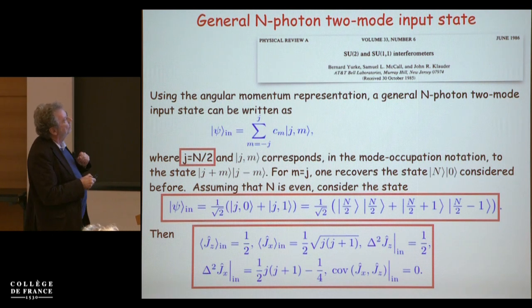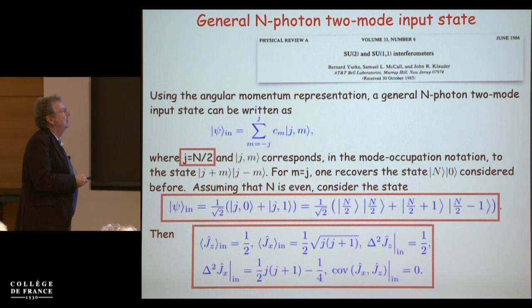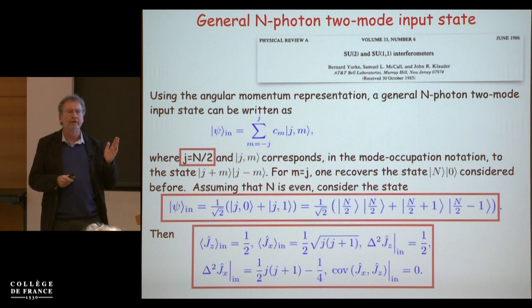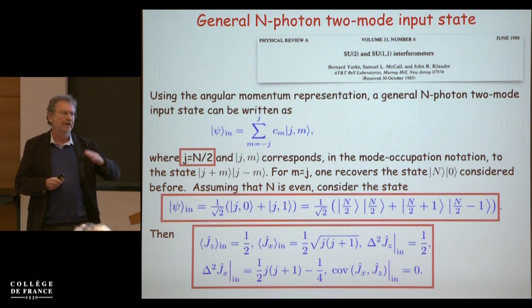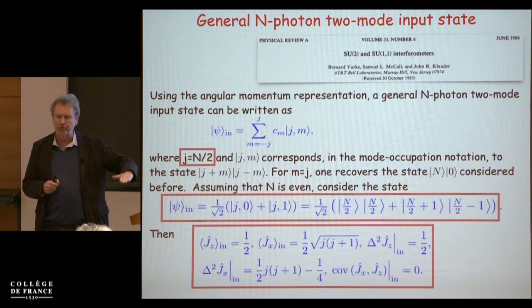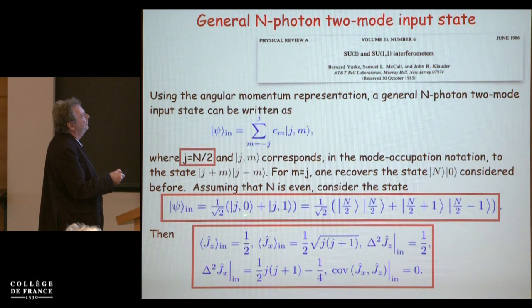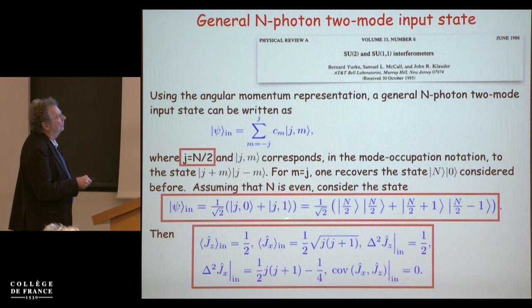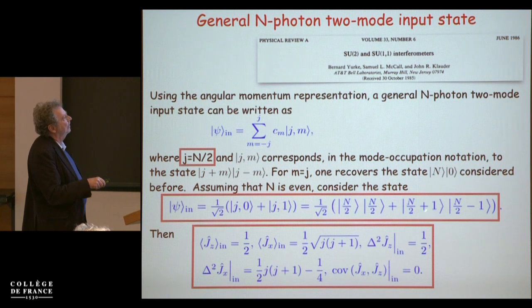So just to make things more clear, suppose we set m equal to j. Then this is 0, this is j plus j, which is n, so we recover the state n0 that we considered before, a Fock state coming into one of the ports of the interferometer. Now, we assume in the following that n is even, and we are going to consider this state here, which is J0 plus J1. You see, in terms of angular momentum, these two states have very low Jz, okay? So these are states that are very close to the equator, and I'm superimposing these two states. Now J0 plus J1 can be written in the mode occupation notation in this way, okay? So this is completely equivalent. You see if you look at this correspondence here.